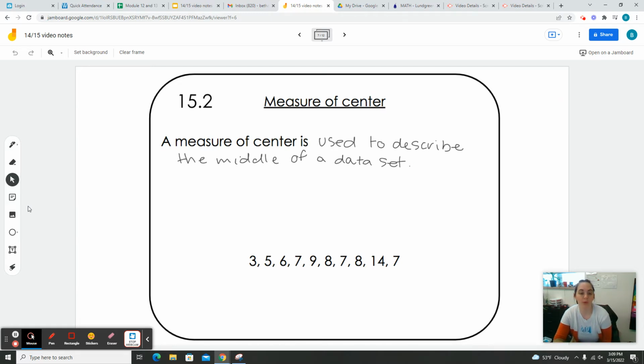Well, how do we know what the middle of a data set is? There are actually a few different ways to determine what the middle of a data set is. There's a couple different ways that we can measure it. So we are going to do this in 3 different ways. There are 3 different ways where we can determine the measure of center for this data set. We're going to use this one right here.